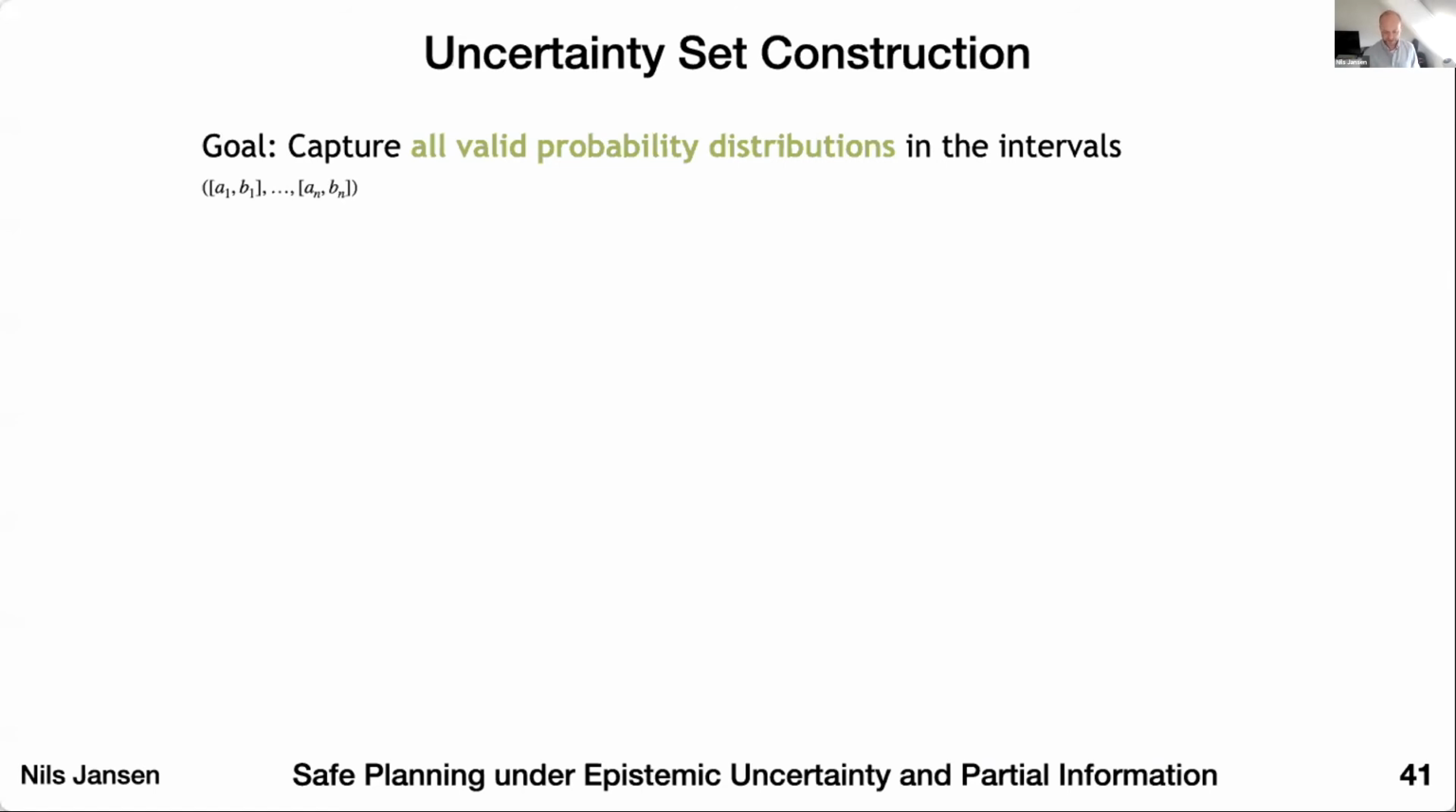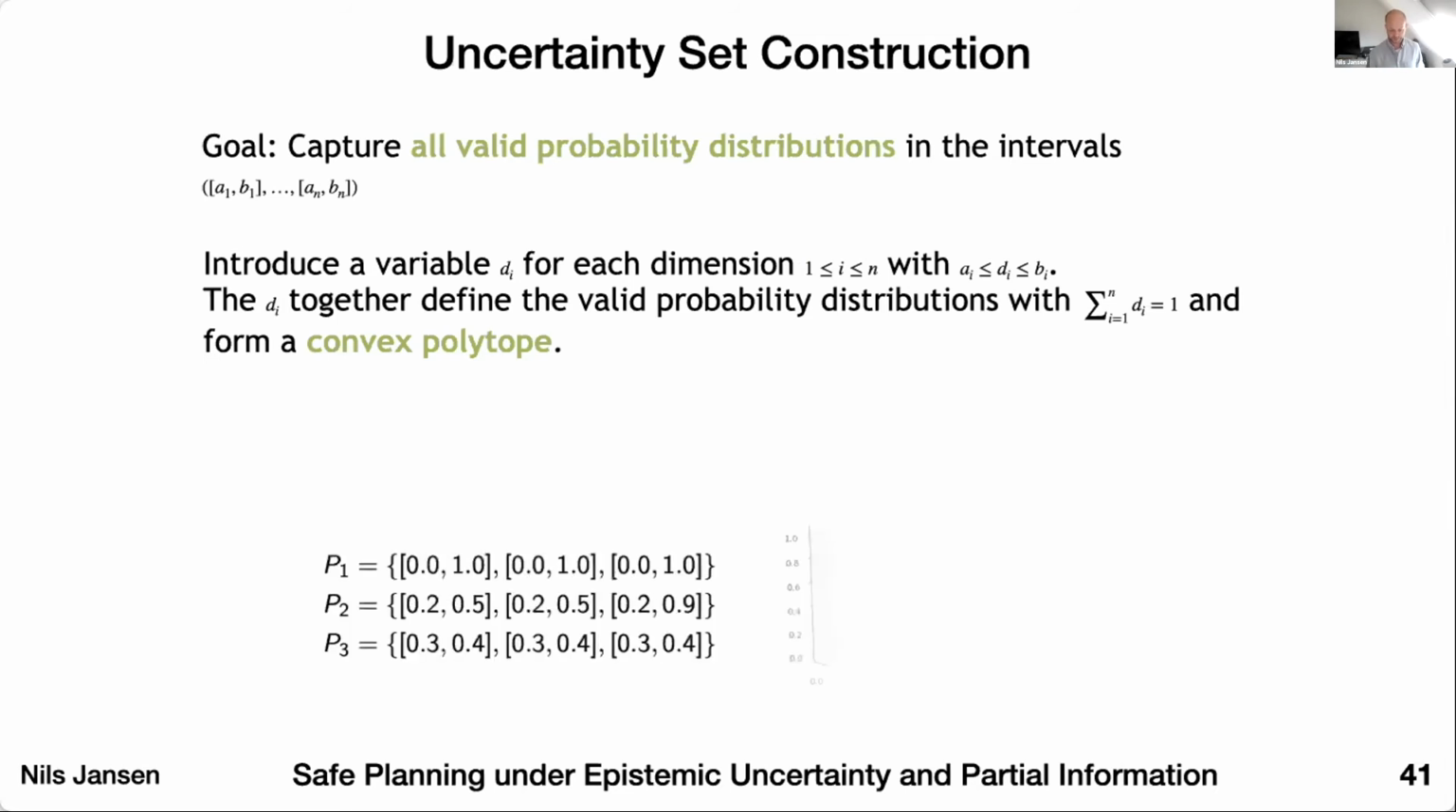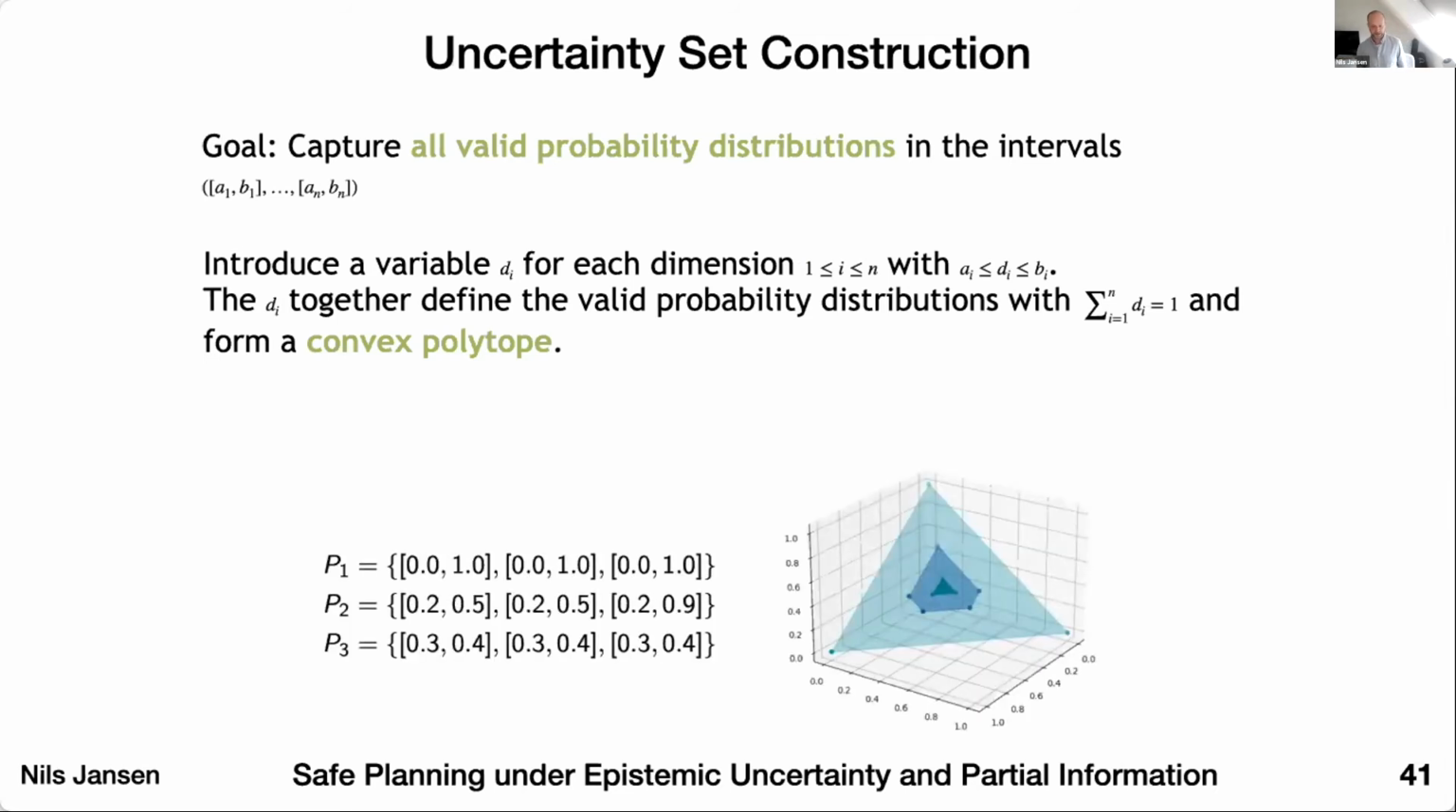So we have these intervals, A1, B1 to AN, BN. Then we introduce a variable for each of these dimensions called DI. These DI for all these intervals together define all valid distributions if we impose that they sum up to 1. If we do this, then these DI overall form a convex polytope, as we see, for instance, here. So these are the intervals, and by some representation method, we can get these convex polytopes.